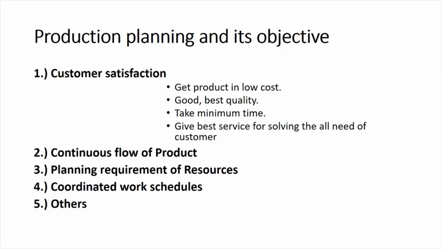Third is planning the requirement of resources. It is also important because manpower, machines, tools, raw material, equipment, and all necessary equipment for manufacturing must be available at the right time and in the right quantity. Production planning manages it, so we can arrange all equipment at the right time, and then the company achieves the target of product. It is also important that all these are available at the required time.